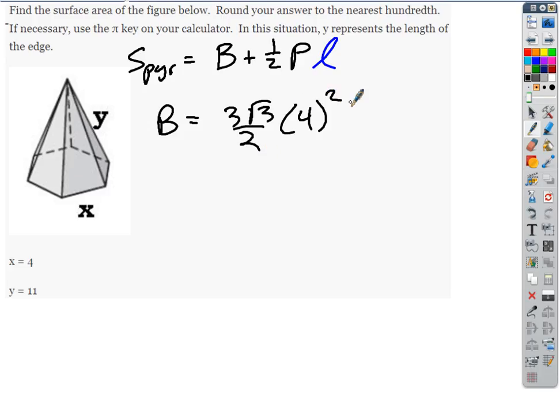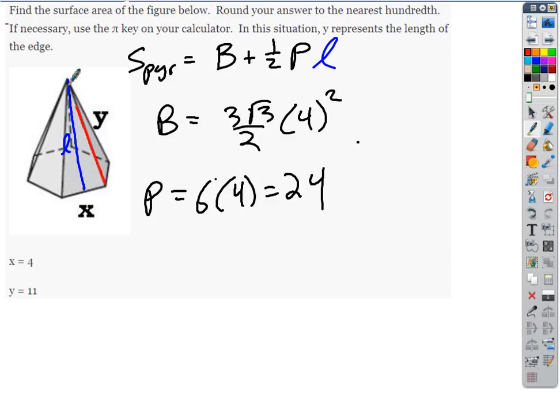While we're at it, the base perimeter would just be what? How many sides? Each one is length 4, so 6 times 4 is 24, no big deal. Okay, what about that slant height though? The slant height is the distance up the middle of one of the faces, right? So what we're looking for here is the slant height right there. That's L. Now what they're giving us is an edge length, not a slant height. So when they give us Y, they're actually giving us that distance, and they're telling us it's 11.